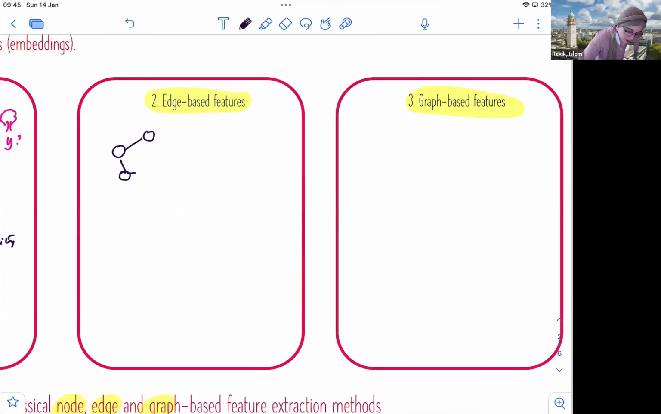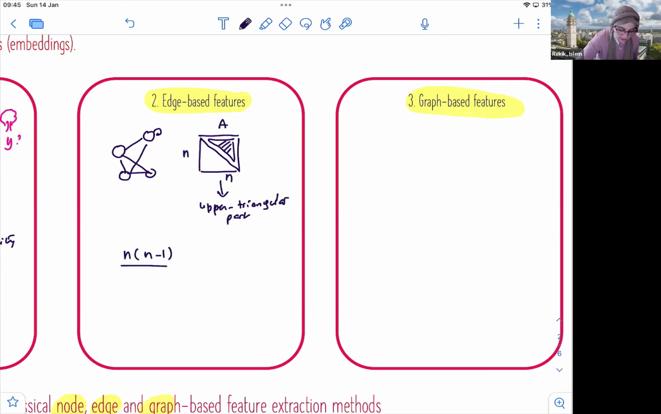Now, for edge-based features, the simplest way is, let's say we have a graph and our adjacency matrix. This is an undirected binary graph, and if it's also a weighted graph, we can simply vectorize the upper triangular part of the matrix, excluding the diagonal, because the diagonal is self-connection and we may not need that here. If you have an n by n matrix, the upper triangular part will be n times n minus 1 divided by 2. This is the size of the feature vector x that we have extracted right here.